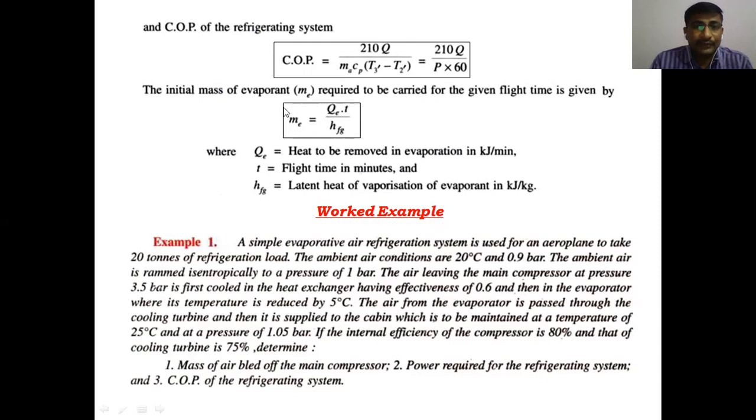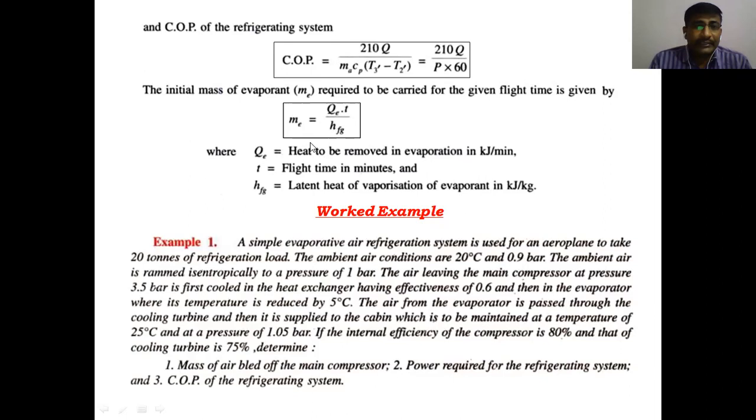ME into HFG, the total amount of heat absorbed by the evaporant, is equal to the amount of heat rejected by the air, QE into T. QE is the heat to be removed in the evaporator. Therefore, we can calculate the amount of evaporative liquid required as QE into T divided by HFG. So initially, we have to carry this much evaporative liquid along with the flight.